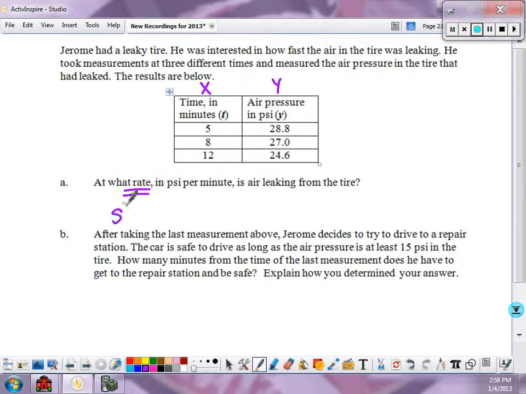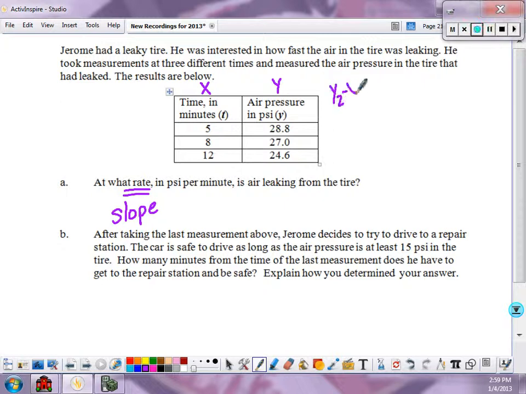Rate is just another word for slope. At what rate in PSI per minute is the air leaking from the tire? So all they're asking us for is slope. So you can do slope with a formula, or you can do it with the calculator. But let's go ahead and do the formula.